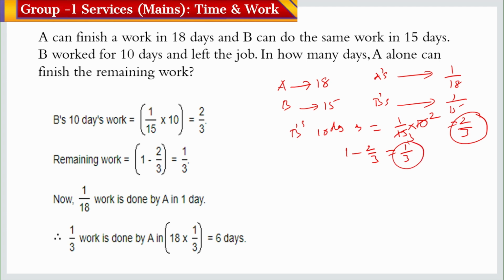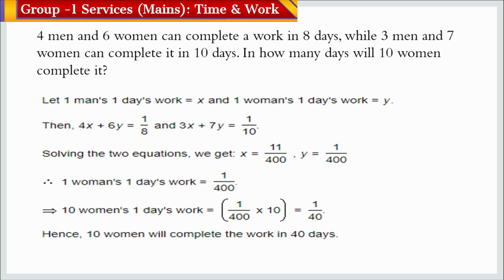Okay. Here A's work in 1 day is 1 by 18. Correct? Okay. So, 1/3 of the work done by A means 18 into 1 by 3. 3 1s are 3, 3 6s are 18, so 6 days. So, A can do the remaining work in 6 days. This is the answer. Clear? So, like you can calculate it. Okay. Next.